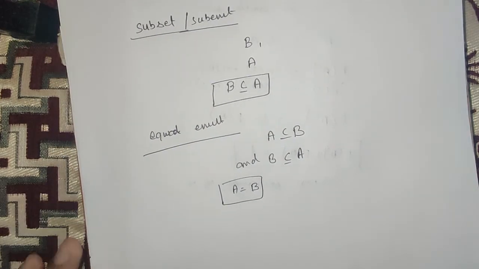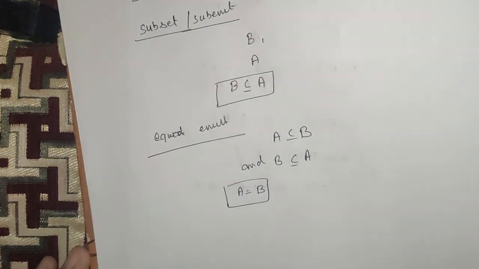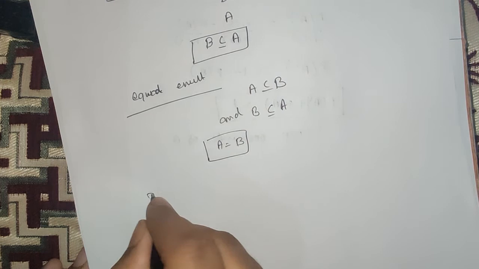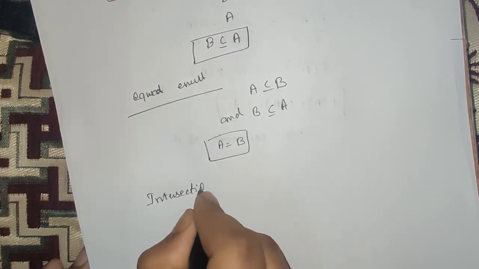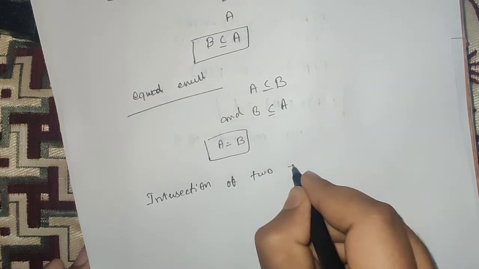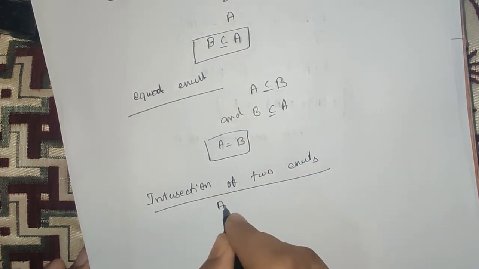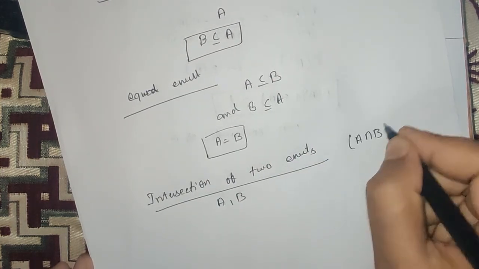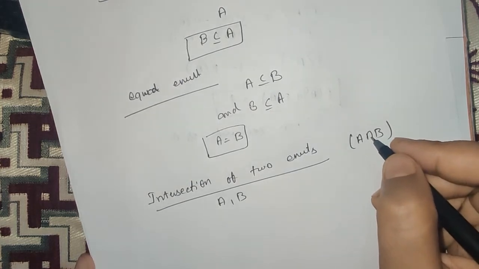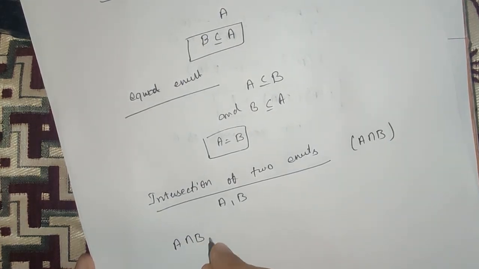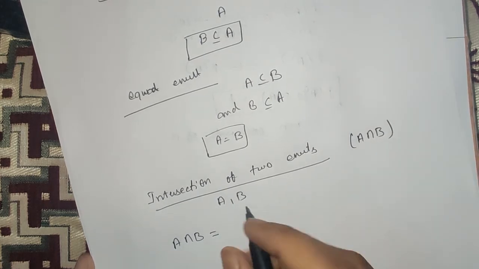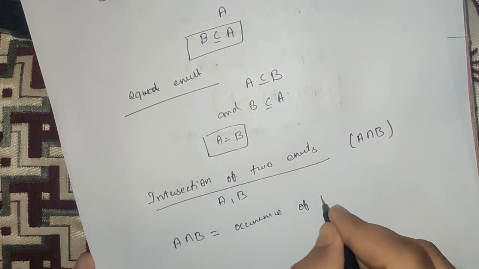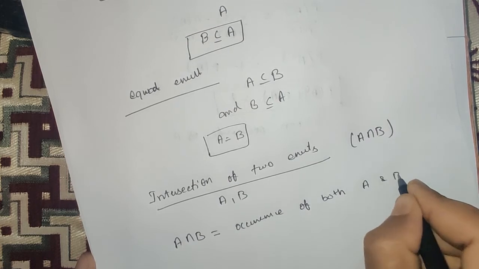So now we will discuss the intersection of two events. I will be discussing it through the Venn diagram. So first, this is the intersection of two events. If A and B are two events, then it is denoted by A intersection B. So what is intersection of two events? A intersection B is the occurrence of both A and B.